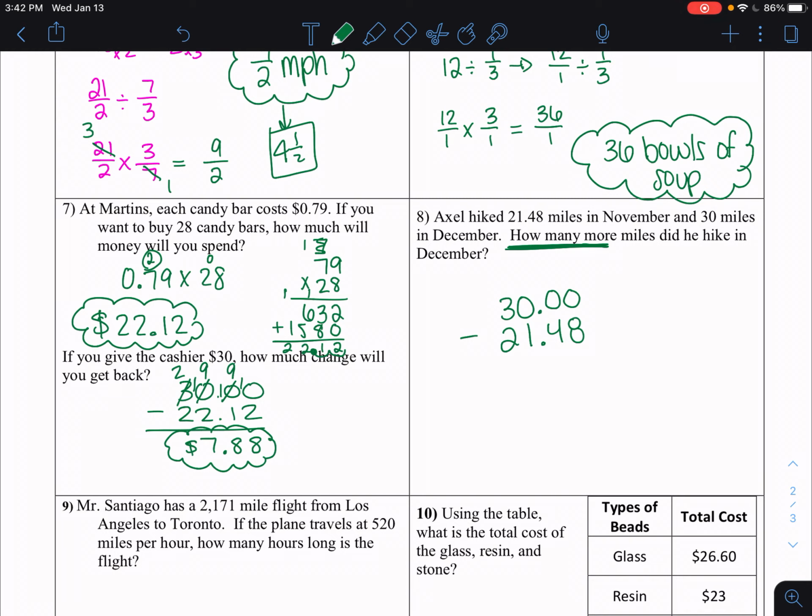So I'm going to borrow from the 30 again. So 3, 2, to make this a 10, 9, make this a 10, 9, make the last one a 10. 10 minus 8 is 2, 9 minus 4 is 5. Bring my decimal down, 9 minus 1 is 8, and 2 minus 2 is 0. So this is going to be 8.52 miles.